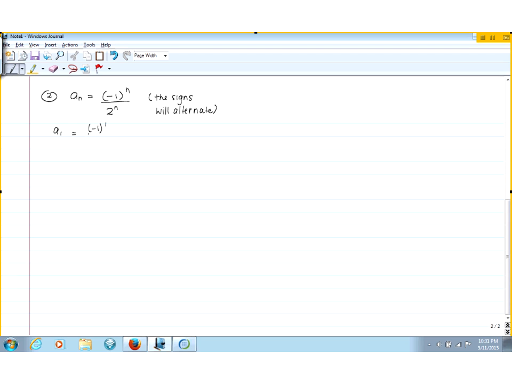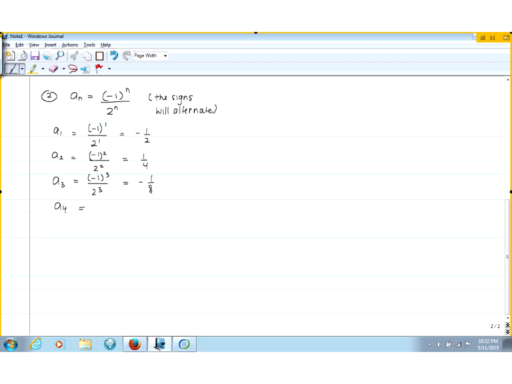All right, so let's write down what is a1. So a1 is -1 to the first over 2 to the first, so this is -1/2. Now a2 is (-1) squared divided by 2 squared, so this is 1/4. So you see there's a sign change. Now a3 is (-1) cubed divided by 2 cubed, so this is -1/8.